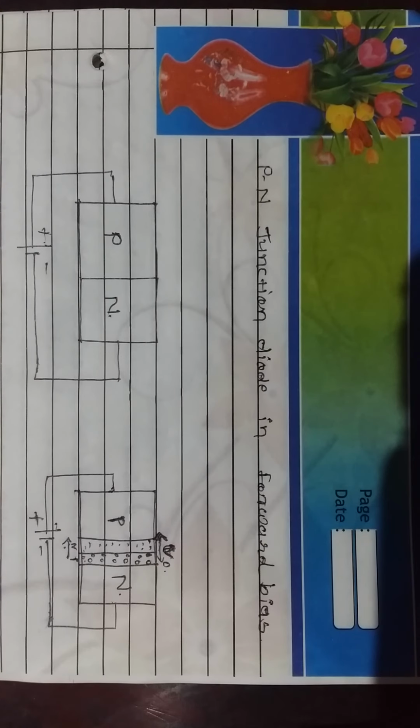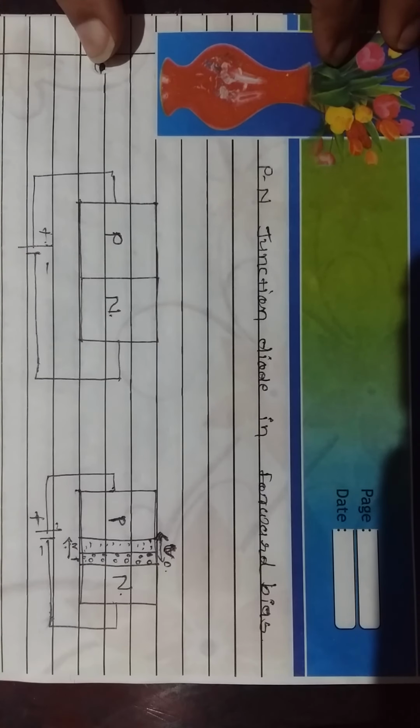and which is connected in a forward bias manner. So what is the meaning of forward bias? Forward bias means your PN junction diode has a p-type semiconductor which should be connected to the positive terminal of the battery, and the n-type semiconductor should be connected to the negative terminal of the battery. This connection is nothing but a forward bias connection. The reverse bias connection is the opposite: p type should be connected to the negative terminal and n type should be connected to the positive terminal.